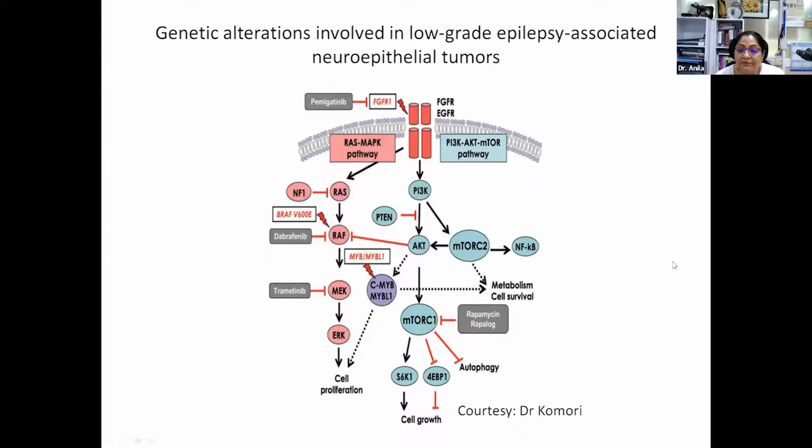So this is the poster of the RAS MAP kinase pathway and the PI3K AKT mTOR pathway, with which we are all well versed, because similar mutations happen in other tumors in the body. So the commonest is FGFR. The ones with this lightning bolt type of cartoon are the commonest in this group of tumors, that is FGFR and BRAF V600E, and the names written in gray are the inhibitors of these mutations.